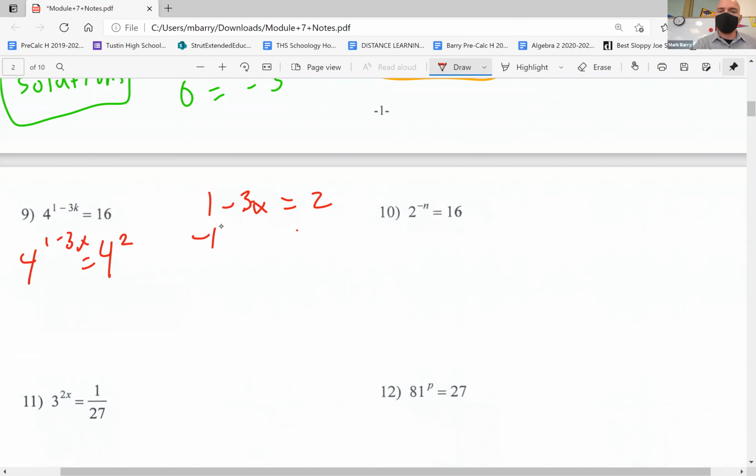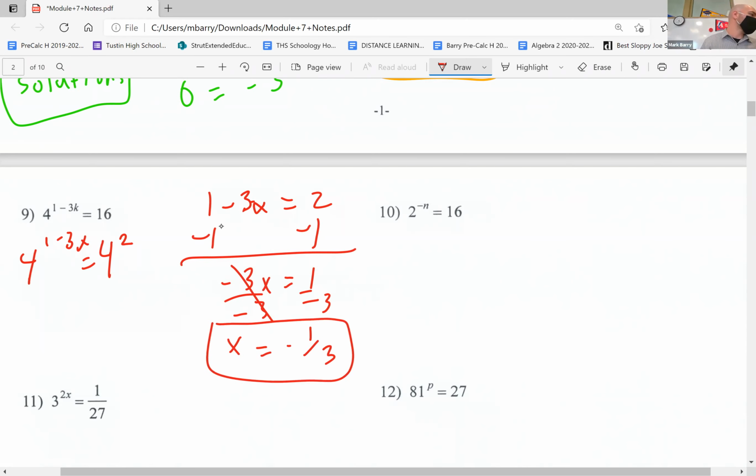So I'm going to subtract the 1 over. Divide by -3. And x is going to equal -1/3. Okay. All right, now let's try out number 10.